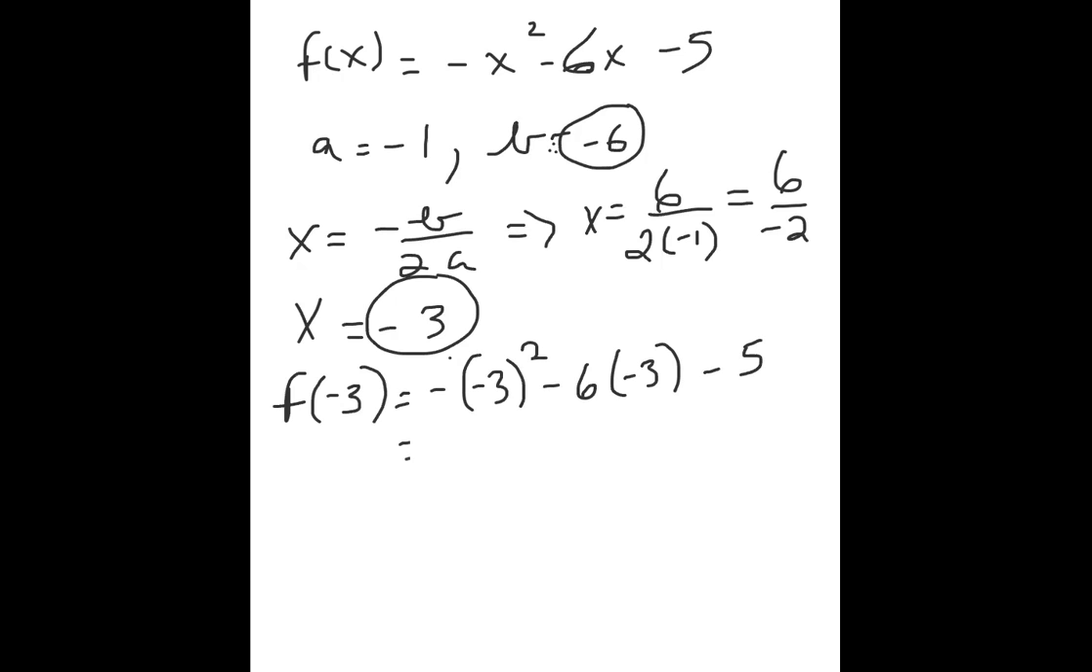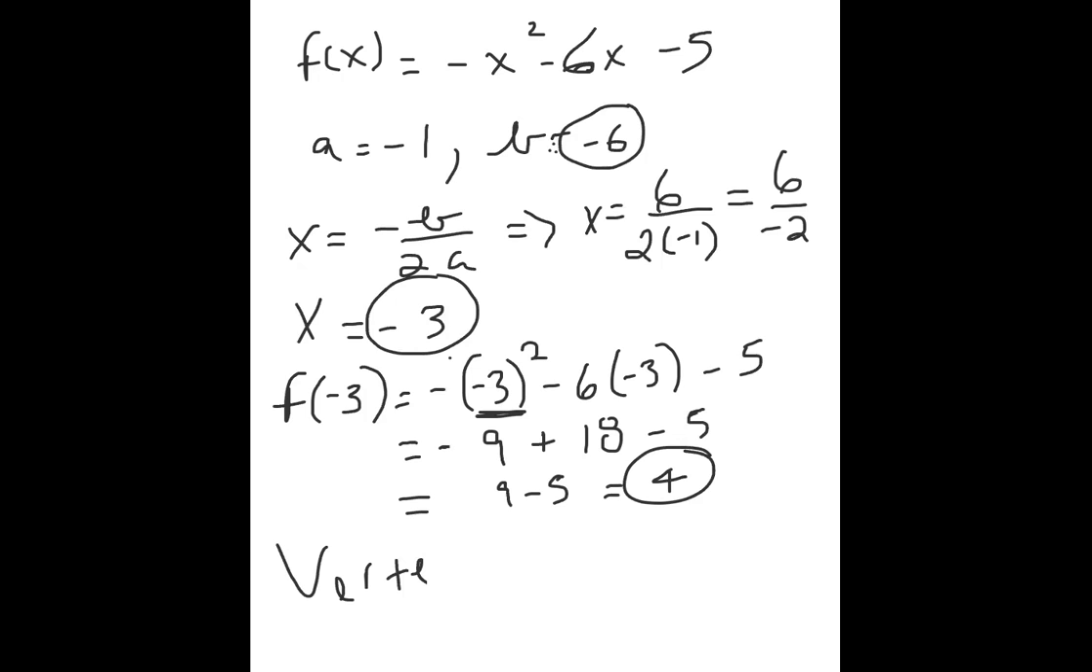So to simplify this one, you keep the negative, square the negative 3, that's 9. Negative 6 times negative 3, that's 18, and then minus 5. So negative 9 plus 18 is 9. 9 minus 5 gives you 4. So there's the y value. So the vertex of this one, guys, is negative 3, comma 4. Not bad, okay? I think I'm going to do maybe one more, and then I will stop.